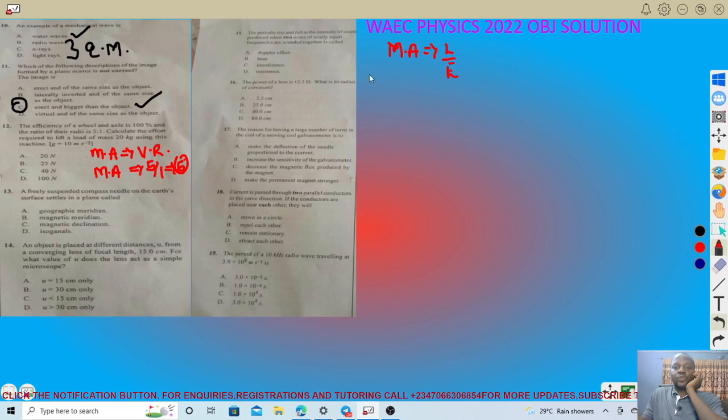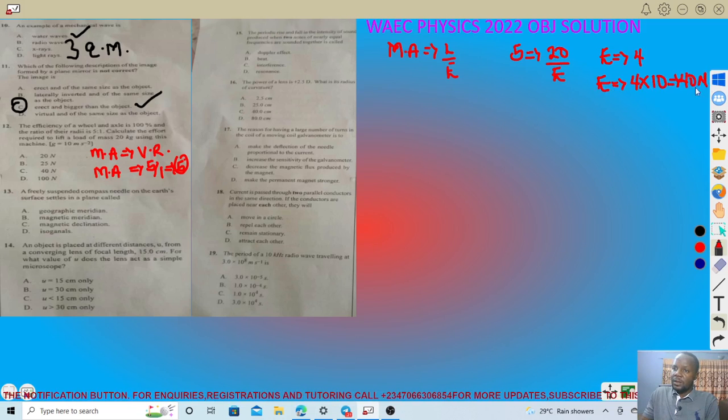So if the load is 20, we have a mechanical advantage of 5, which is the same thing as the VR. Our load is 20. We are looking for effort E. By simplification, E is going to give you 4 kg. So you have to convert to Newton. That is 4 times 10, and that is 40 Newton. So choice C is correct for question 12 of WAEC.